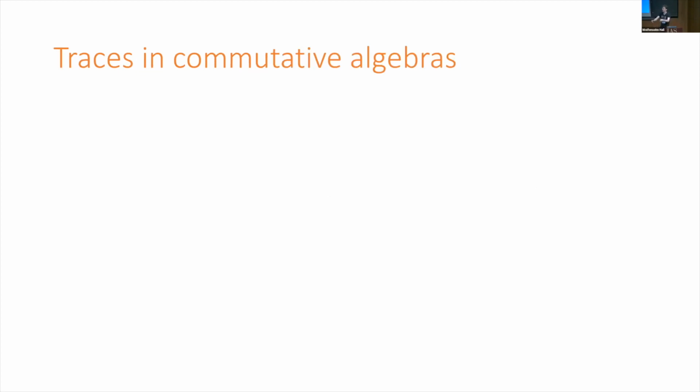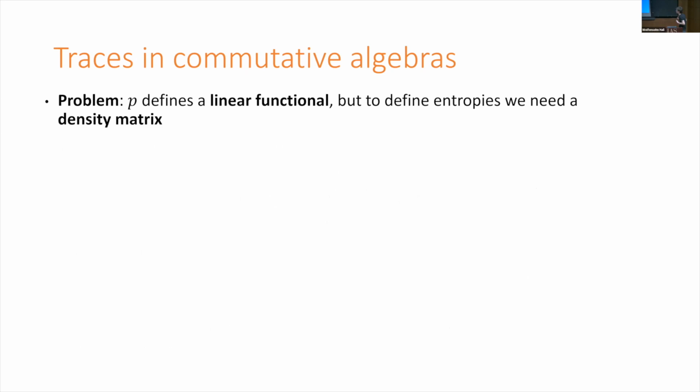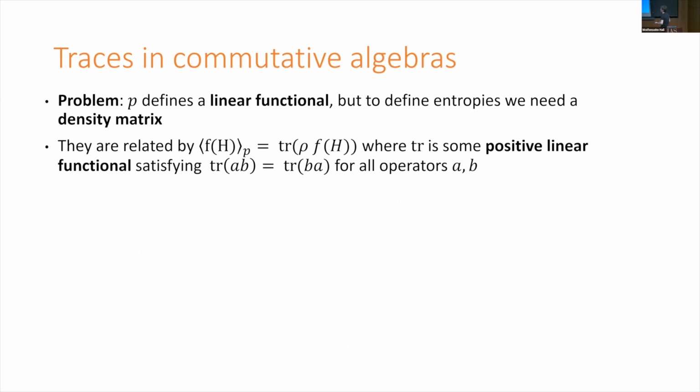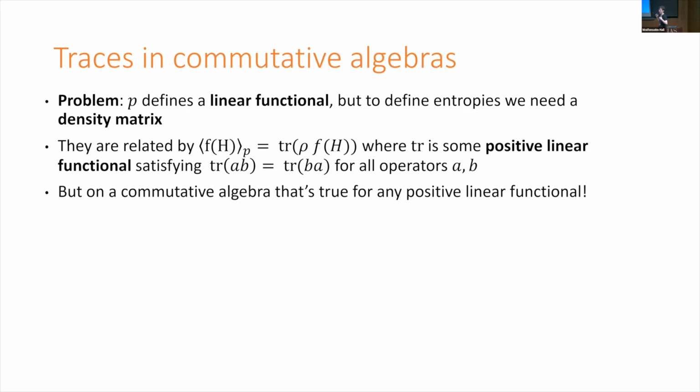Okay, and there's a reason for this, which is that P defines a linear functional on the Hilbert space, but that's not what you need to define an entropy. What you need is a density matrix. You need an operator. And to map linear functionals to density matrices, you need a trace. So what is a trace in this context? It's just some positive linear functional that satisfies the property that trace of AB equals trace of BA for all operators in your algebra. But in this case, the algebra is commutative, so any positive linear functional will satisfy that property. It's totally boring. It's totally arbitrary what we choose as our trace.